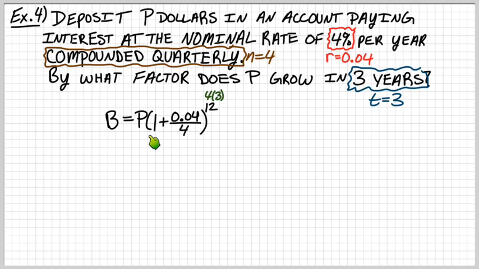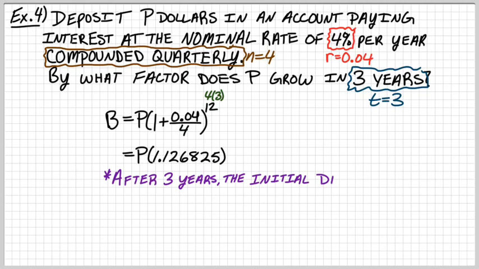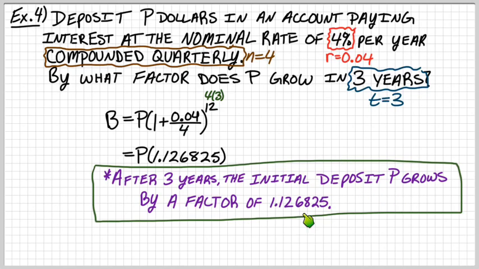Okay, so then the only math we have to do here is just to simplify this piece. So we got P times 1.126825. So all I did was I did 1 plus 0.04 over 4, and I took that to the 12th power, and this is where I'm at. So now you can answer the question, what's the factor that P grows by? What factor does P grow by in those 3 years? Well, it's this, P times this thing. So now we can answer the question. After 3 years, the initial deposit, P, grows by a factor of 1.126825. So basically, it was multiplied by 112%.